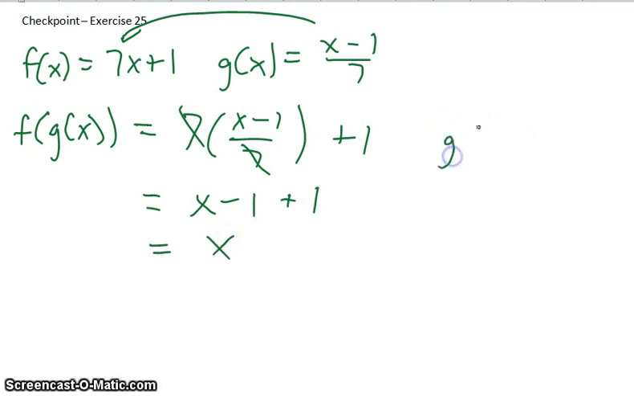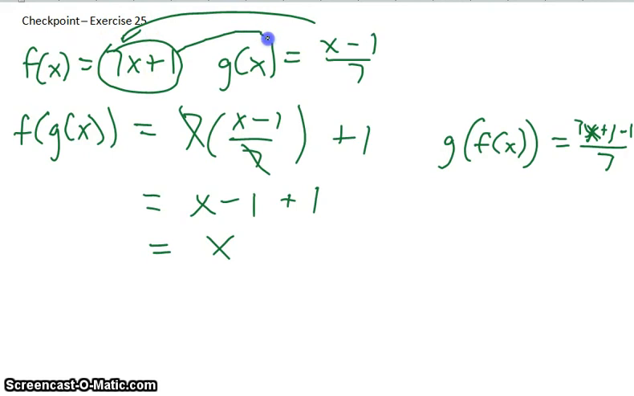Now I'm going to do the exact opposite. I'm going to compose g of f of x. So what I'm going to get is 7x plus 1 minus 1 all over 7. So I plugged this in for x right here. So I took this expression and I plugged it in for x right there. The 1's cancel out, so I'm left with 7x over 7. They cancel out, you're left with x.